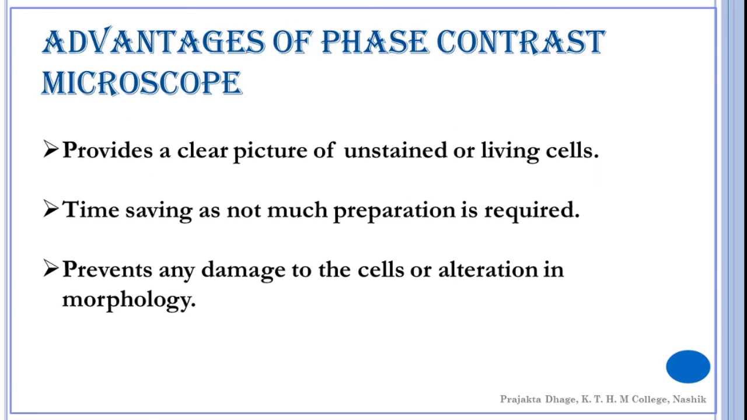Now we'll see the advantages of the phase contrast microscope. The main advantage is that it gives us a clear picture of unstained or living cells, without any prior treatment. This saves a lot of time, as very little or no preparation is required. It also prevents any kind of damage to the cells or any alteration in the morphology of the cell. But although it has advantages, it also has some limitations.